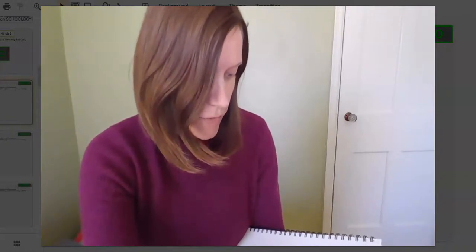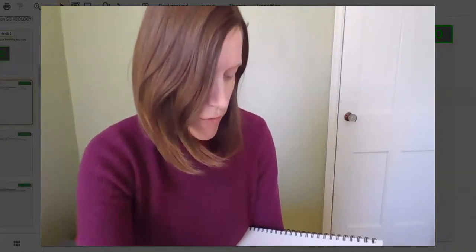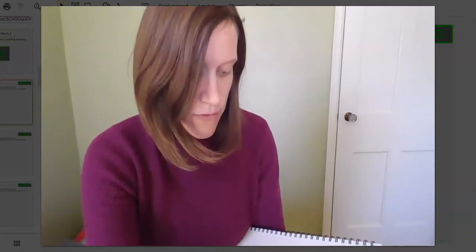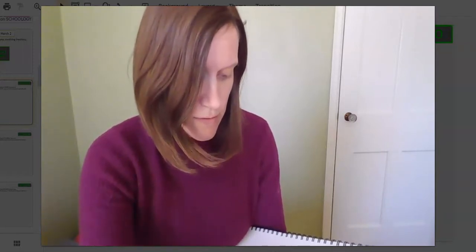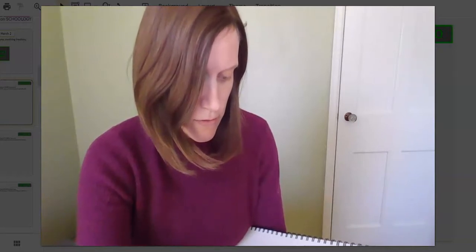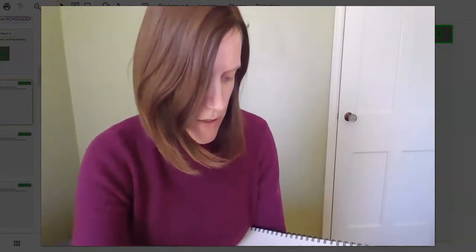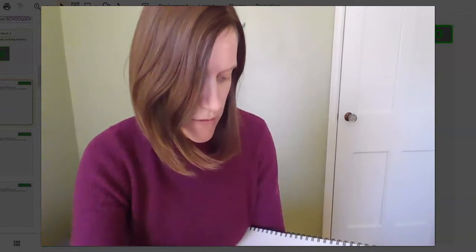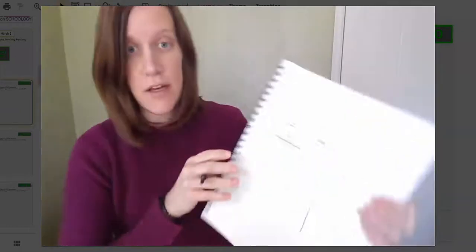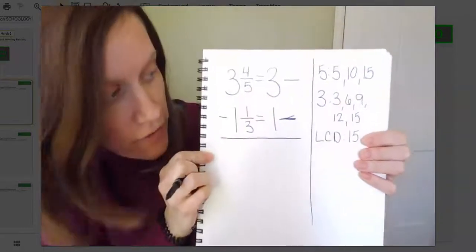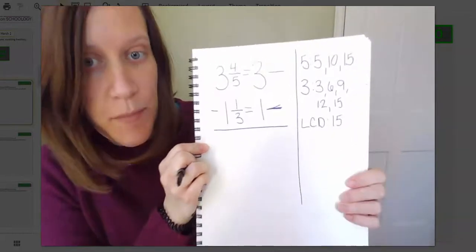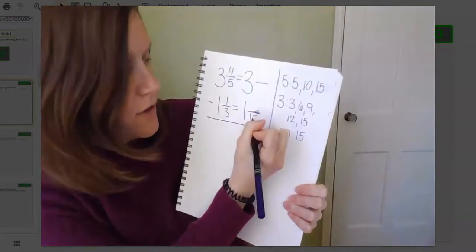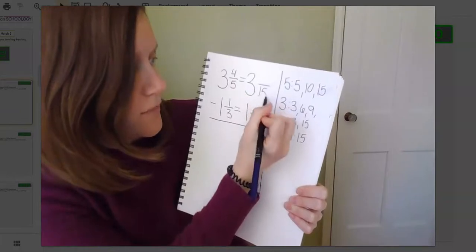And then I am counting by 5s, and I'm counting by 3s so that I can find my least common denominator. 5, 10, 15, 3, 6, 9, 12, 15, and I found out my LCD was 15. So I wrote that LCD right here. It's 15. So I'm going to make that my new denominator. So right here, I'm going to go ahead and put 15 and 15.